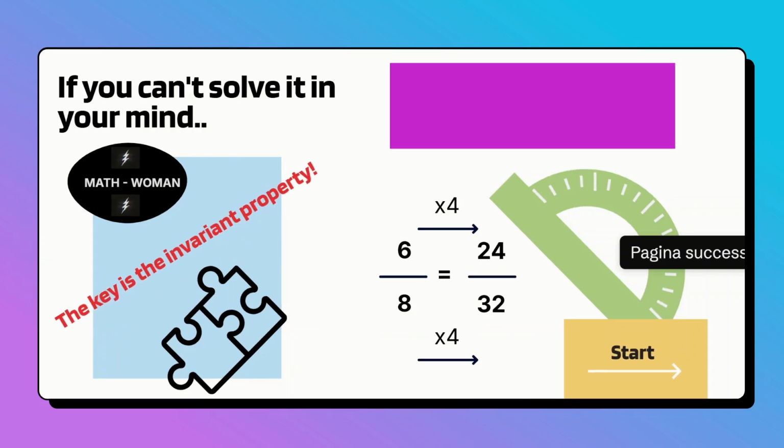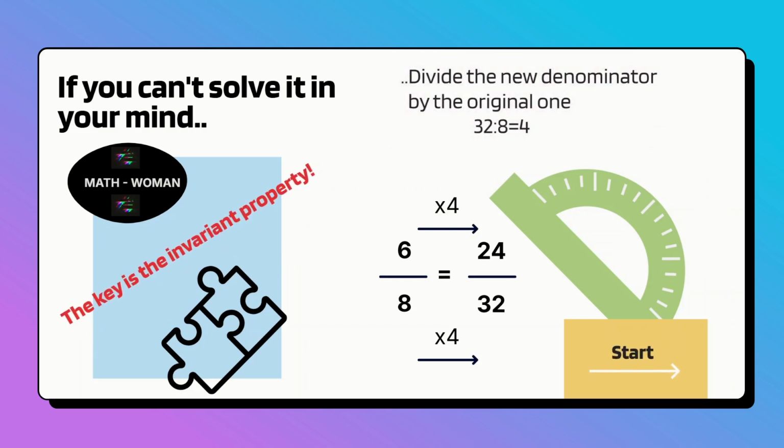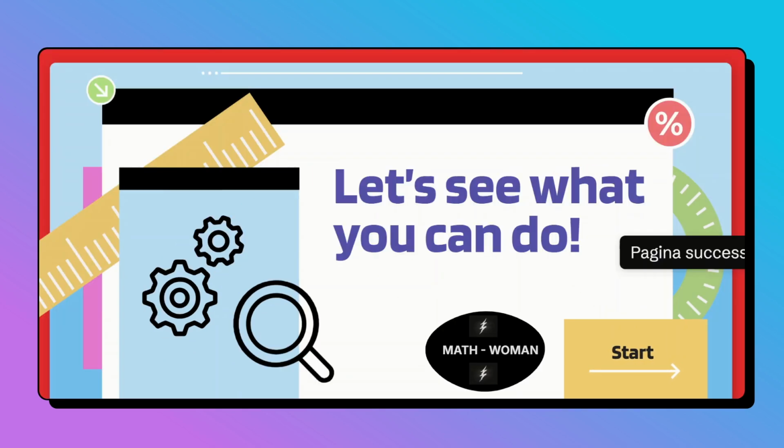But how can I do it if I can't solve it in my mind? Well, the first thing you have to do is divide the new denominator by the original one, which is 8. So 32 divided by 8 equals 4. So I know I have to use the number 4 to multiply both the numerator and the denominator. And it's your turn. Let's see what you can do. I prepared some simple exercises so you can verify if you understood this lesson. If not, give it another try.